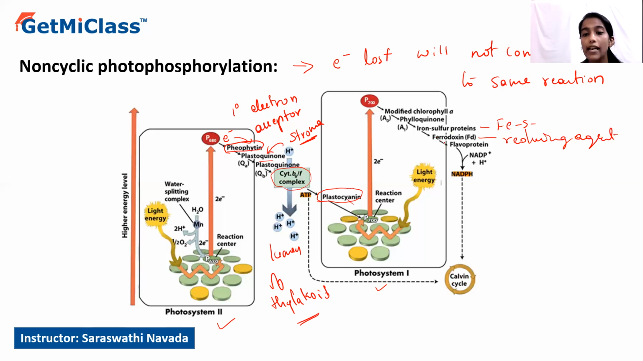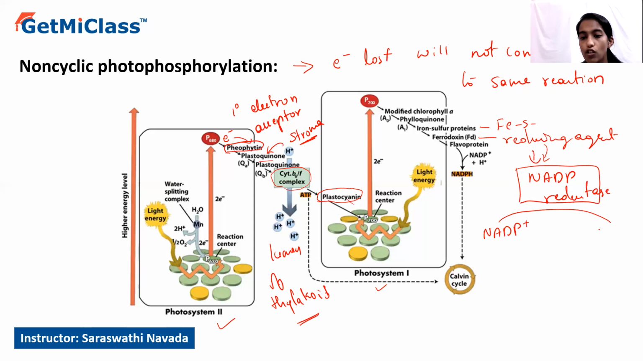Once the electron is accepted by ferredoxin, this ferredoxin will be associated with the enzyme complex called NADP reductase. Once the electron comes to ferredoxin, electrons from the ferredoxin will be donated to the NADP reductase enzyme, which catalyzes the conversion of NADP plus into NADPH2. And for this, 2 additional hydrogen ions will be accepted from the stroma. Okay, so that is how photoreduction takes place in the case of non-cyclic photophosphorylation.